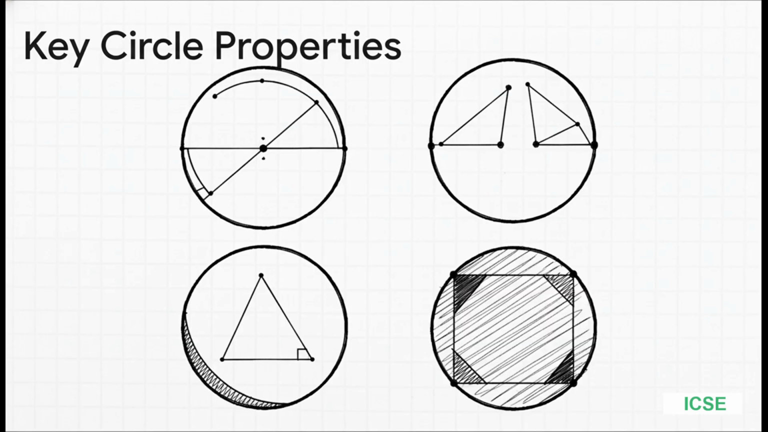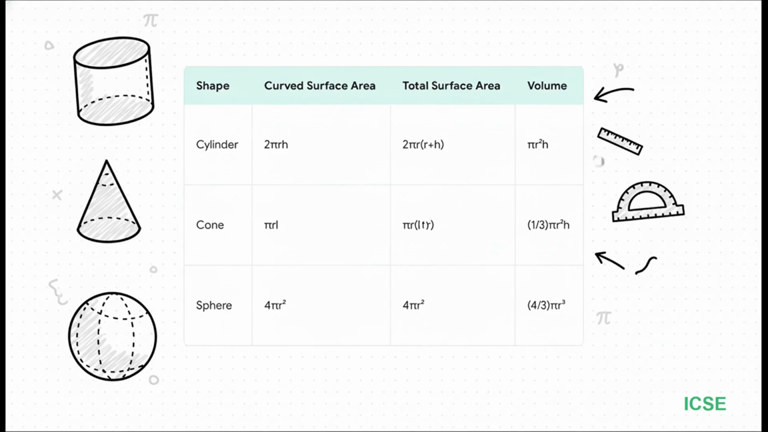And for 3D shapes, here you go, your quick reference chart. We've got all the formulas for surface area and volume for a cylinder, a cone, and a sphere, all in one place. This is the perfect little cheat sheet for any mensuration question they throw at you.